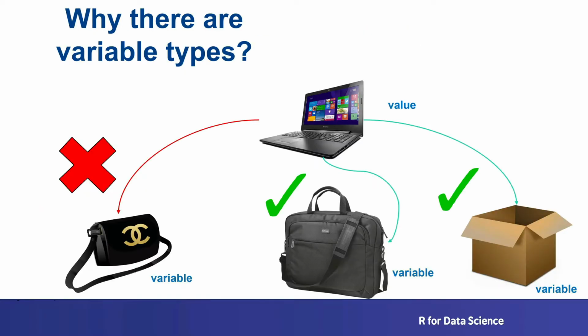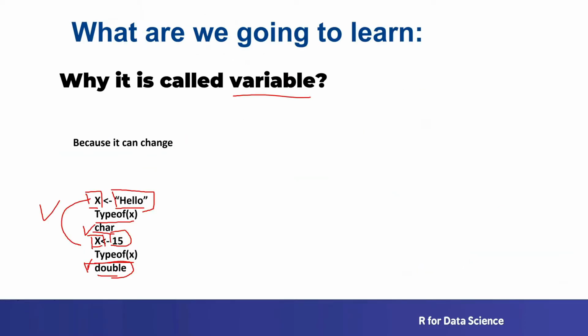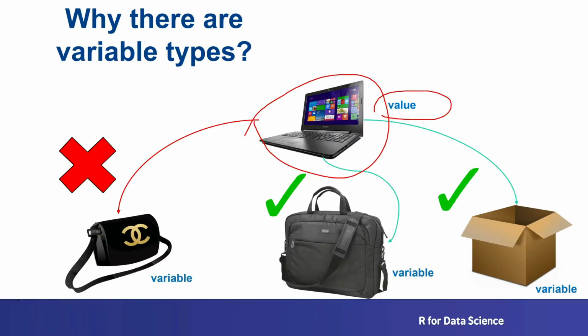Let me explain a little bit more. Let's say I have this laptop, and this laptop is a value, just like 15 and hello are values. Can I put the laptop in this lady's purse? No, the purse is very small; I can't put this huge laptop in it. Can I put the laptop in the laptop bag? Yes, it suits perfectly. Can I put the laptop in this box? Yes, you can, and you might even be able to put another one. So here I have two variables that can store this value.